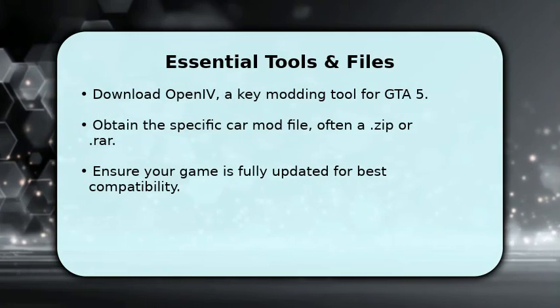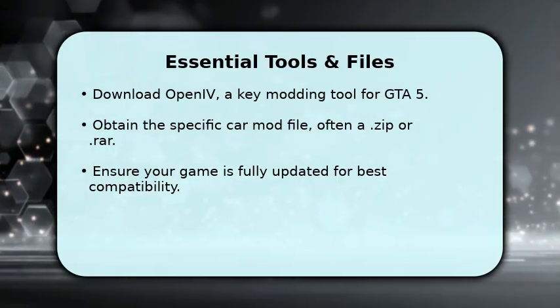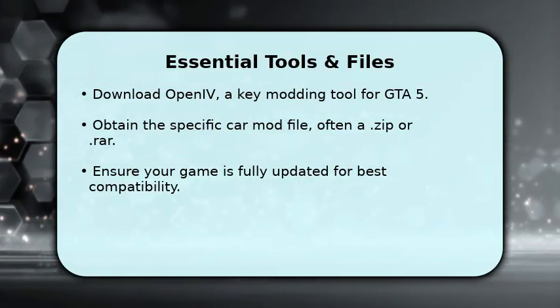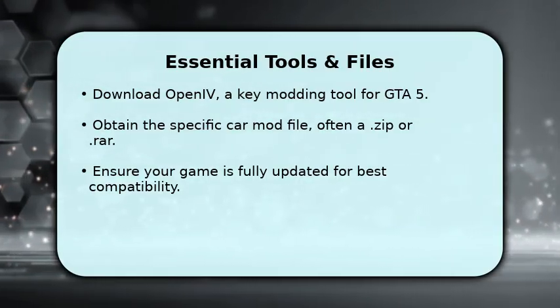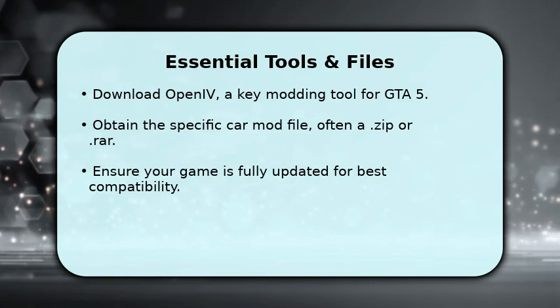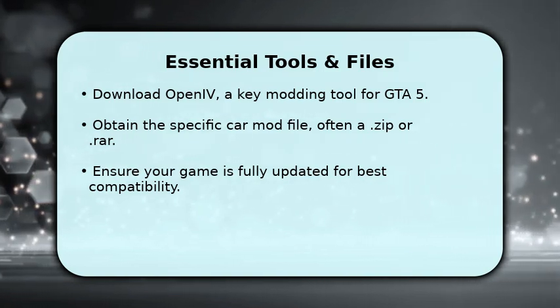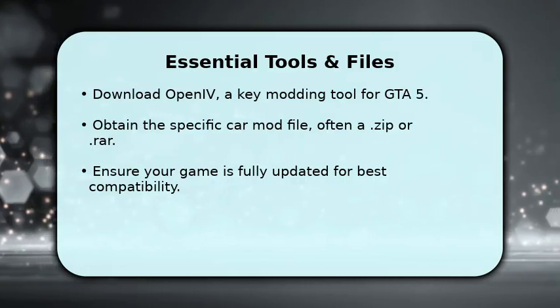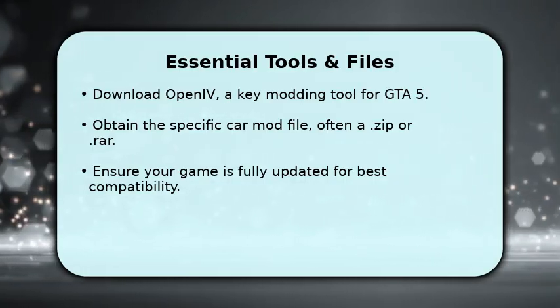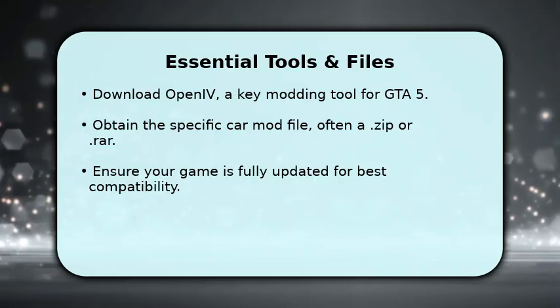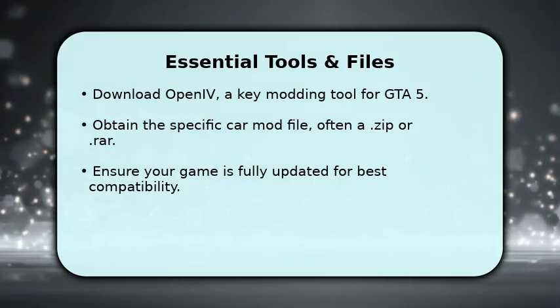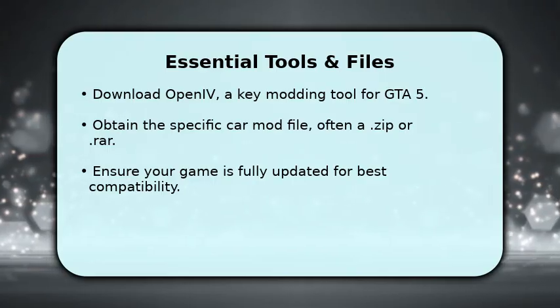To begin, you'll need two main things: OpenRoman4 and the car mod file itself. OpenRoman4 is a powerful editor that lets you access and modify GTA 5's game archives. You can find it online easily. Next, locate your desired car mod, like the Rolls Royce Phantom, from a reputable modding website. These files usually come compressed.